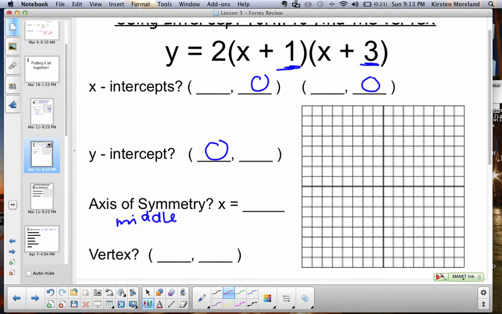All right, x-intercepts are at negative 1 and negative 3. It's the opposite sign. So I'm going to go to negative 1, negative 3. And the axis of symmetry is easy. It's right in between there, which is at negative 2.